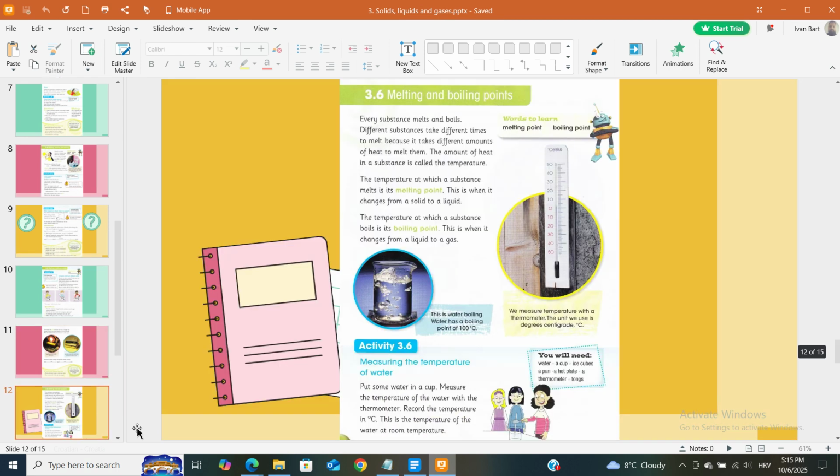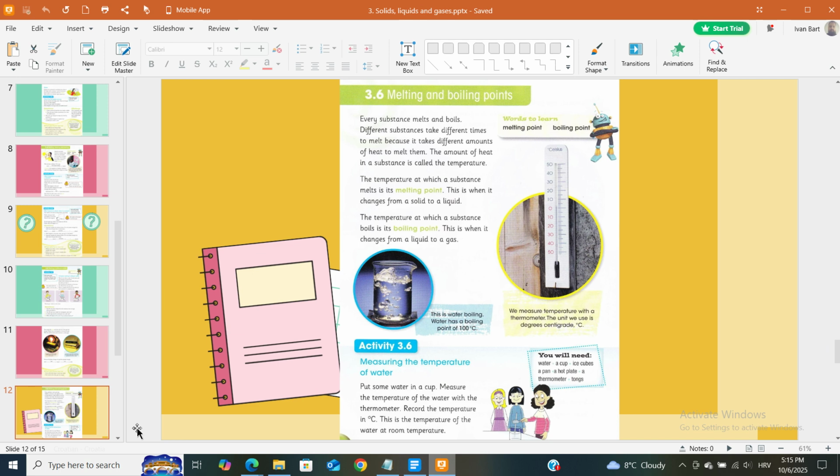3.6 Melting and boiling points. Every substance melts and boils. Different substances take different times to melt because it takes different amounts of heat to melt them. The amount of heat in a substance is called the temperature. The temperature at which a substance melts is its melting point.